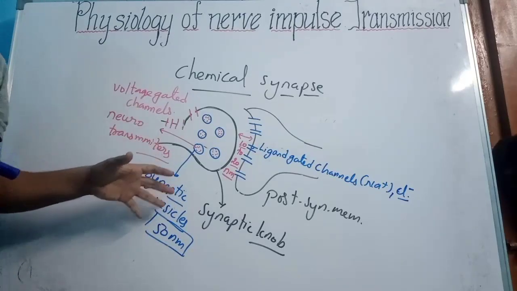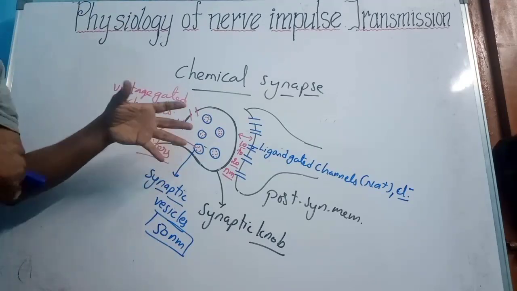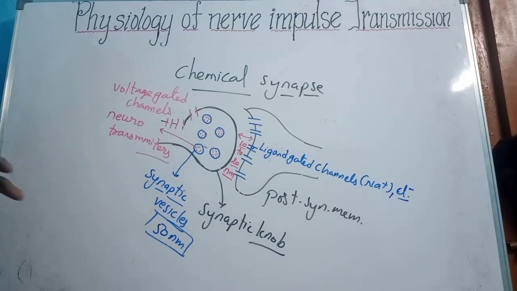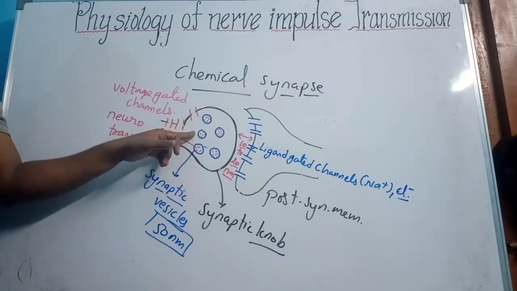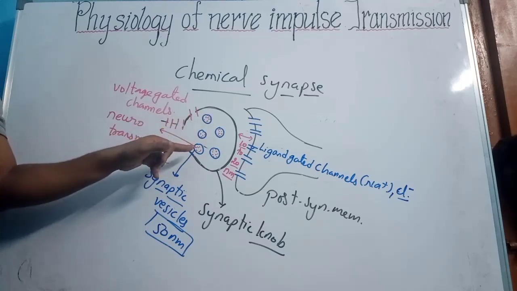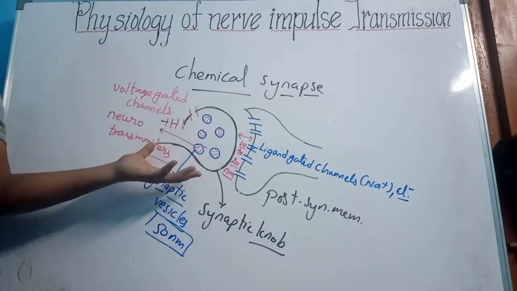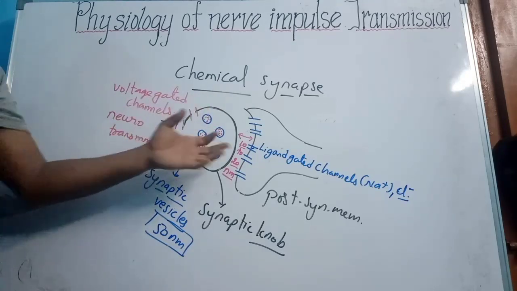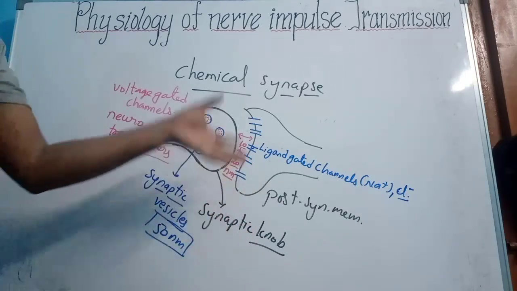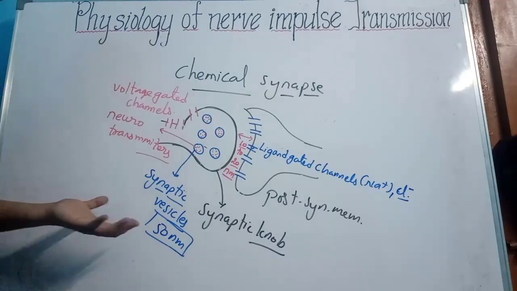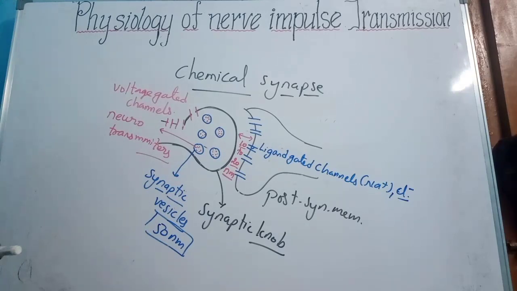Okay, so just remember, this is the structure present in the chemical synapse: the presynaptic membrane and the postsynaptic membrane. In the presynaptic membrane we have what? The synaptic knob. Inside the synaptic knob we have the synaptic vesicles, right? And we have the voltage gated channels around here. Here also we have gated channels, but these are not normal voltage gated. They are ligand gated channels. What are ligand gated channels? We'll discuss now. So these are all the structures present here.